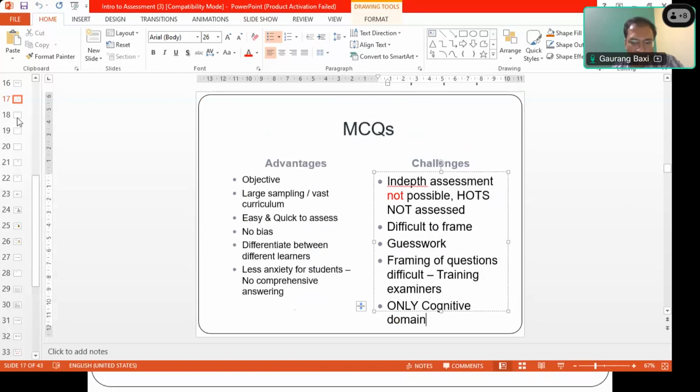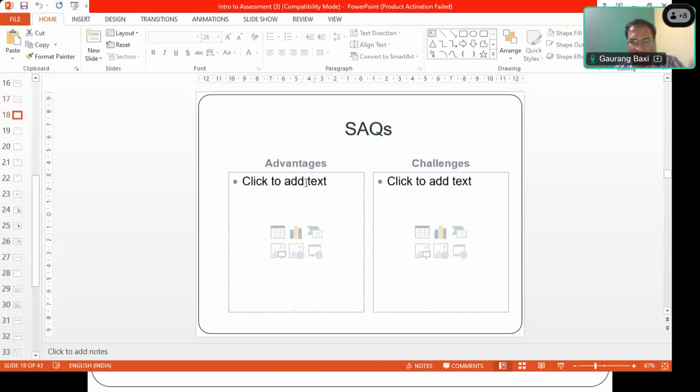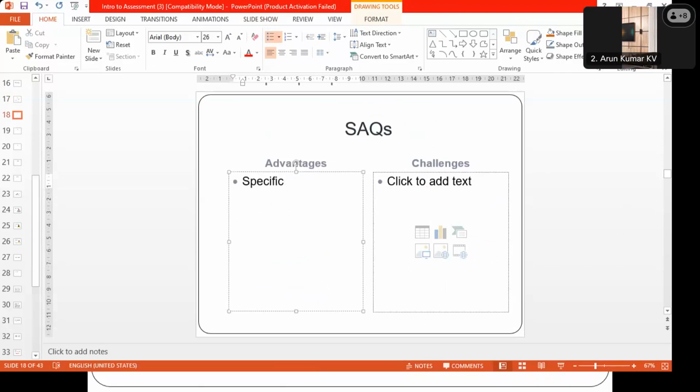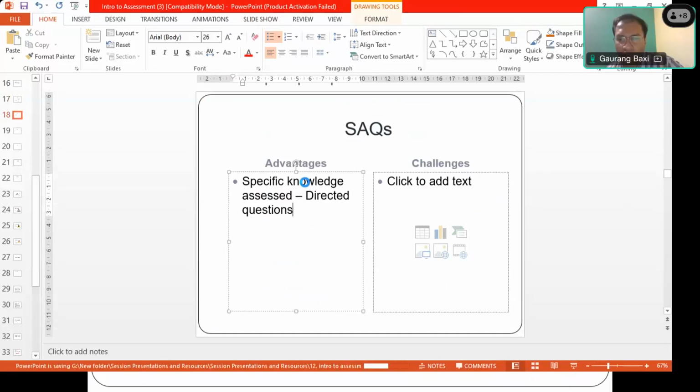Okay, let's move on to the next assessment tool, SAQs. Can we have the advantages of SAQs, please? So it will allow assessment of specific knowledge. What do you mean by specific knowledge, sir? The questions are very well directed, like what are the advantages and disadvantages of XYZ. So you are giving something specific instead of asking what is it, explain. Yes. What else?